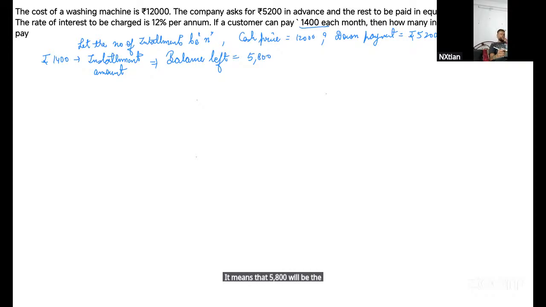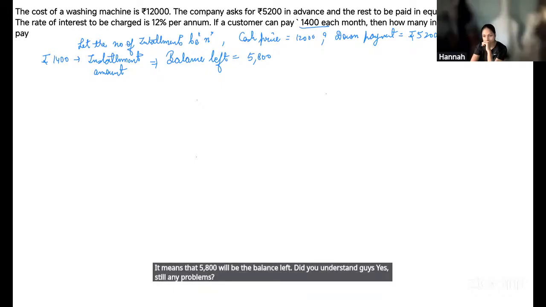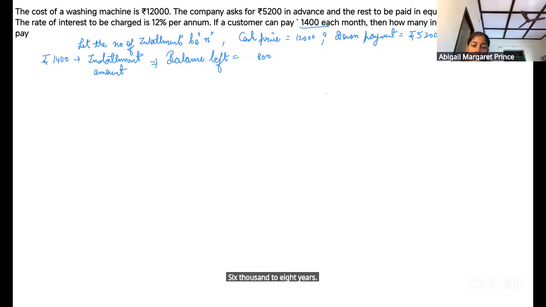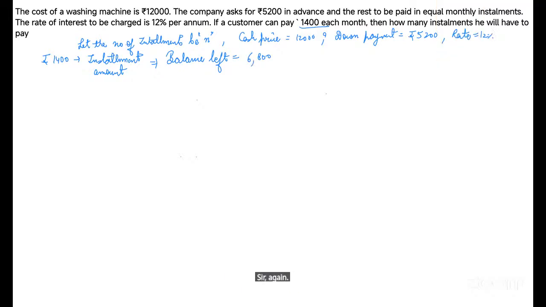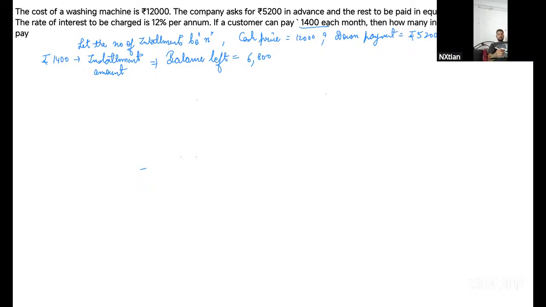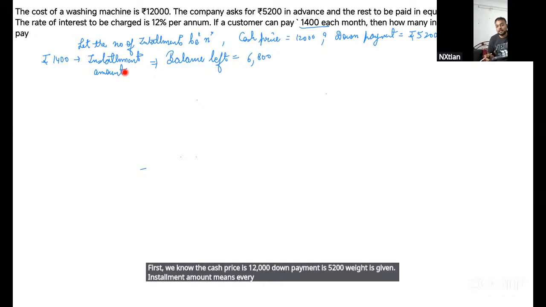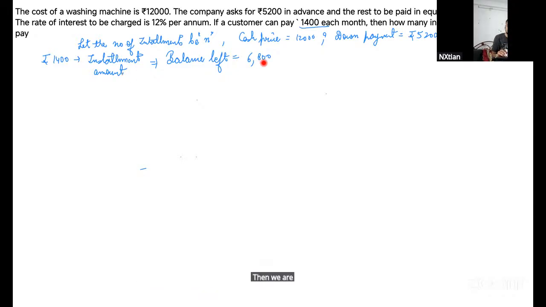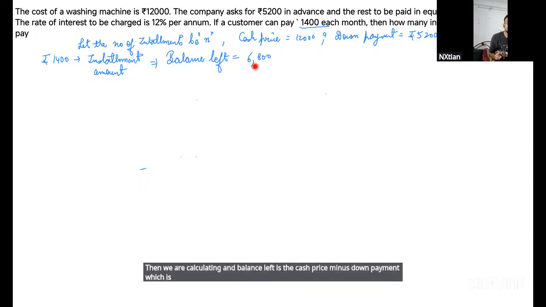Did you understand, guys? Yes? Still any problem? Sorry? Say it again, sir. See, first, we know the cash price is 12,000, down payment is 5,200, rate is given, installment amount means every month he has to pay 1,400. But how many times he has to pay? That we are calculating. And balance left is the cash price minus down payment, which is 6,800.